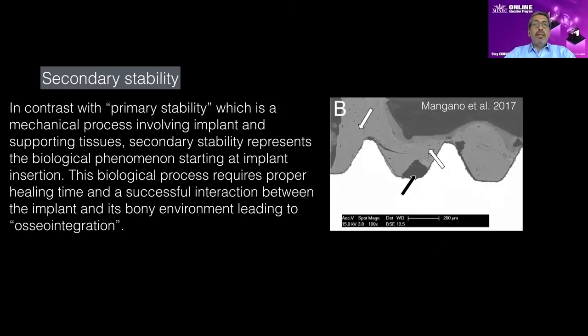And what is secondary stability? In contrast to primary stability, which is a mechanical process, secondary stability is a biological process. And during this process, we will have the bone growing over the implant surface. And this is what we actually call the osseointegration process.